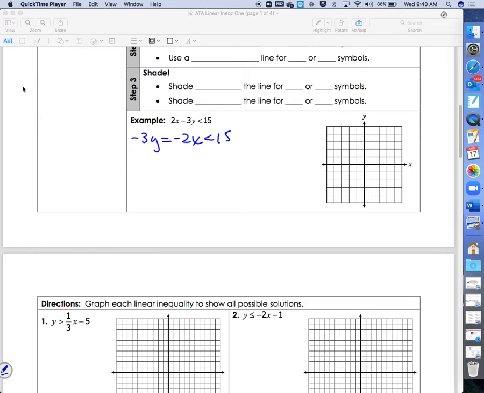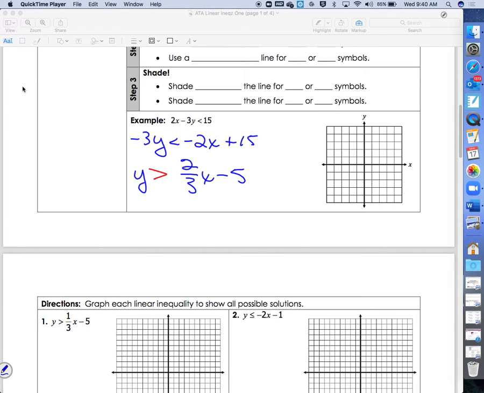Subtracting 2x does not require flipping the symbol. So I'm going to recopy that. However, when I divide by -3 to isolate the y, this is when I would need to flip that inequality symbol. So now my slope is +2/3 and my y-intercept is -5. So notice what I've done there. I've isolated the y and I had to divide by a -3 in order to make that happen.